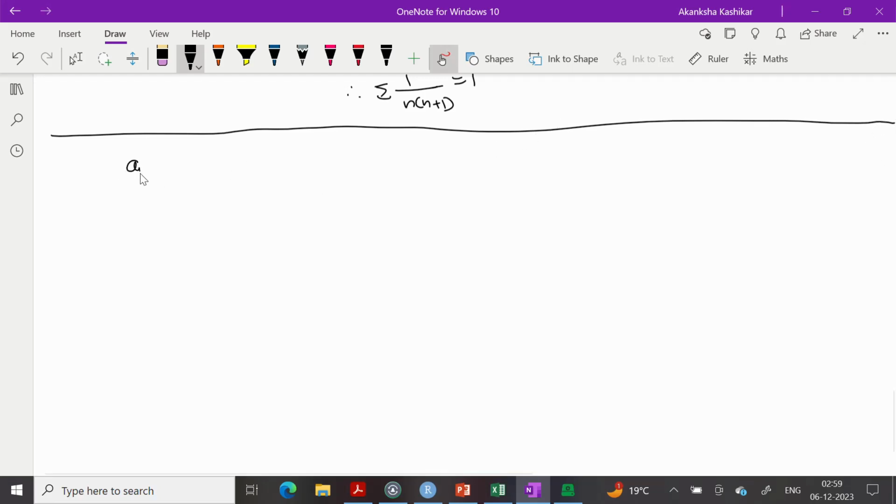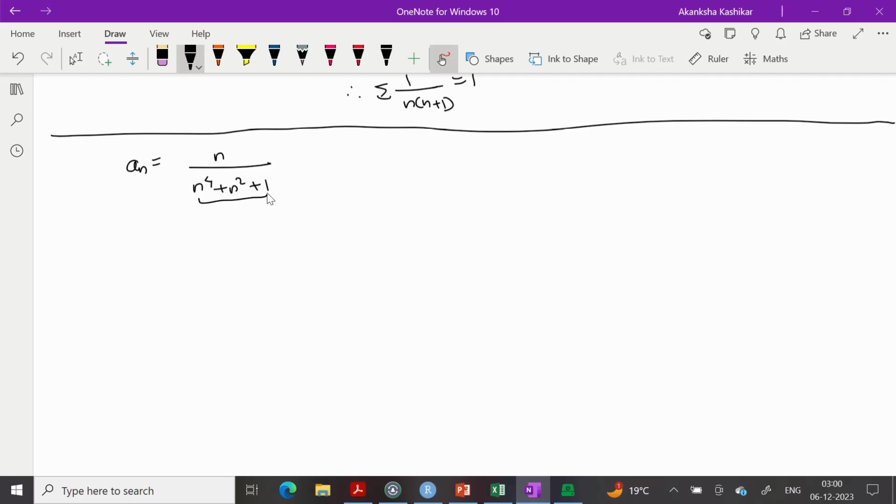So let me define an as n upon n raised to 4 plus n square plus 1. So I have this as an, and I want to check whether the series summation an converges, and if it converges, can I find the limit? Now of course this is not the form that we like, so what can be changed?